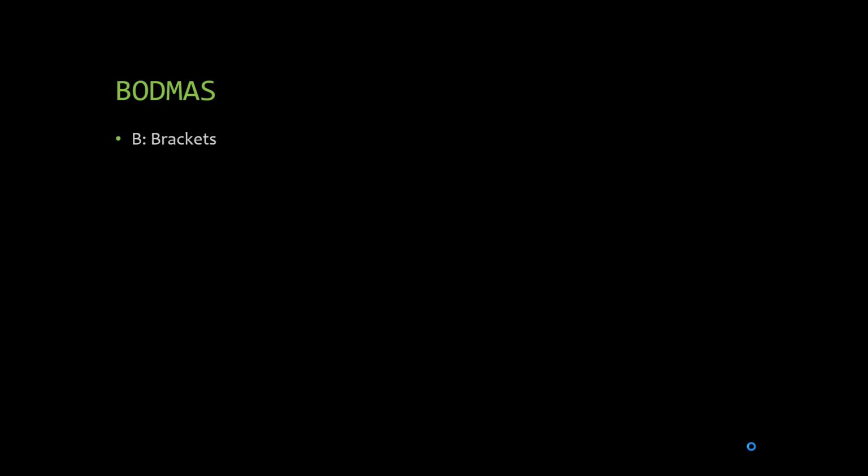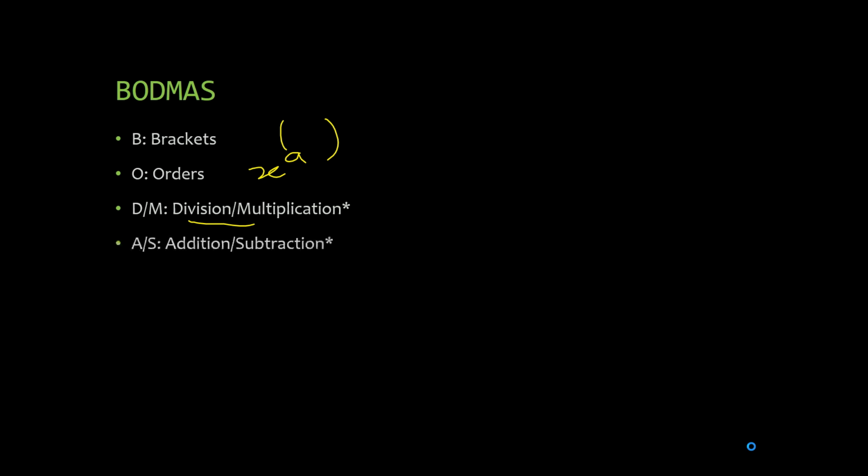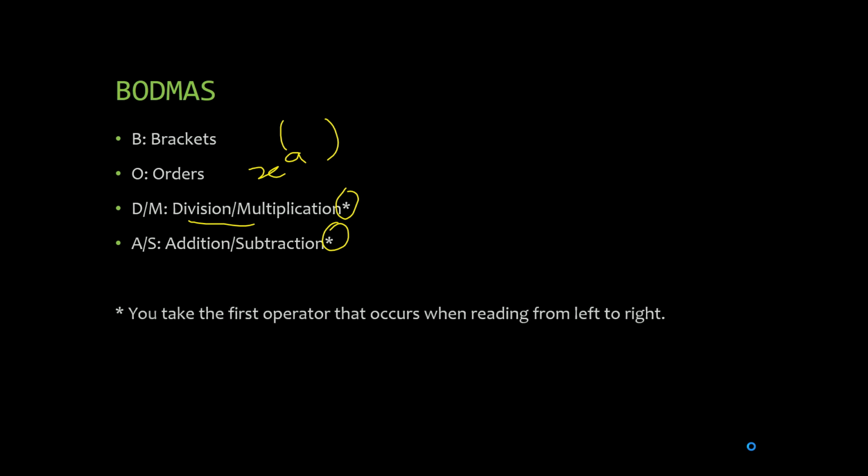Anything that is enclosed in brackets should be calculated first. Then you should look at the orders. Orders are simply what we did before when we were computing powers, numbers raised to a particular value. Then what you're supposed to do after that is division/multiplication. When I say division/multiplication and addition/subtraction, these little asterisks here simply mean when I'm moving from left to right, I can choose that one first.